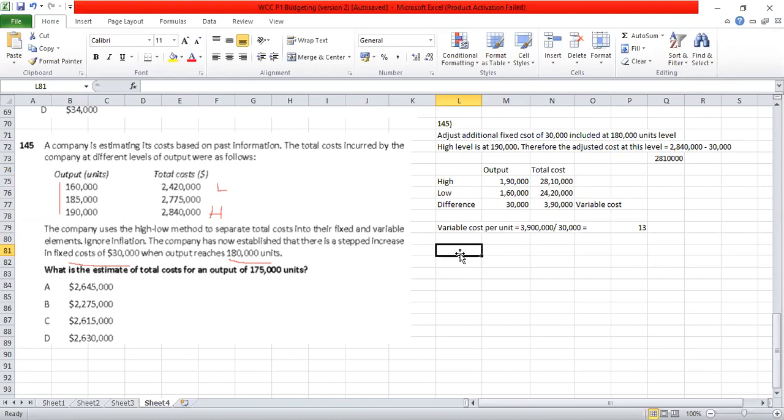Find out the fixed cost. Select any level. Let's select 190,000 units. Total cost is equal to 2,810,000. From this, we have to deduct the variable cost. Variable cost would be 13 into 190,000.